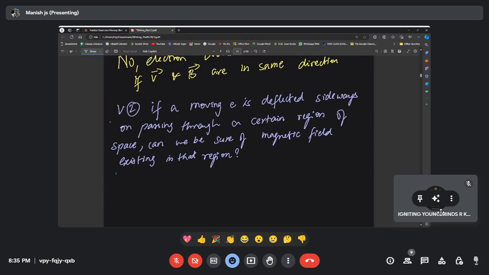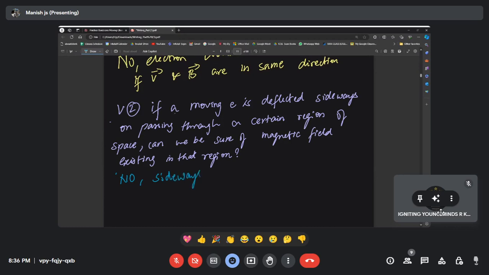In the absence of an electric field, what can happen? The sideways deflection will show the presence of a magnetic field. So here also the answer is no. It's no because sideways deflection can be due to an electric field also, not necessarily a magnetic field all the time, because you have something called the Lorentz force, which takes the electric field into the picture also. So that is also one aspect that you will have to keep in mind.